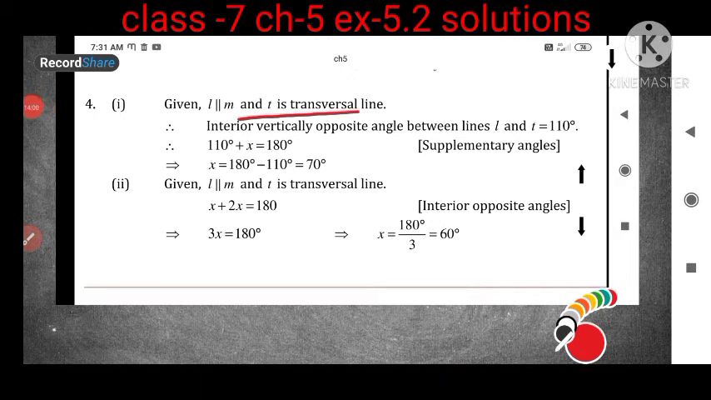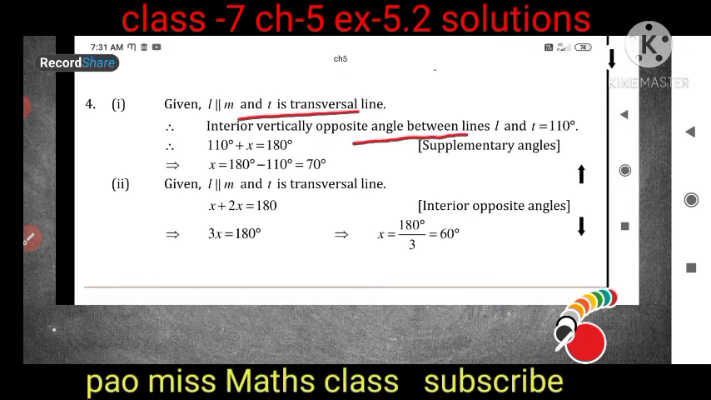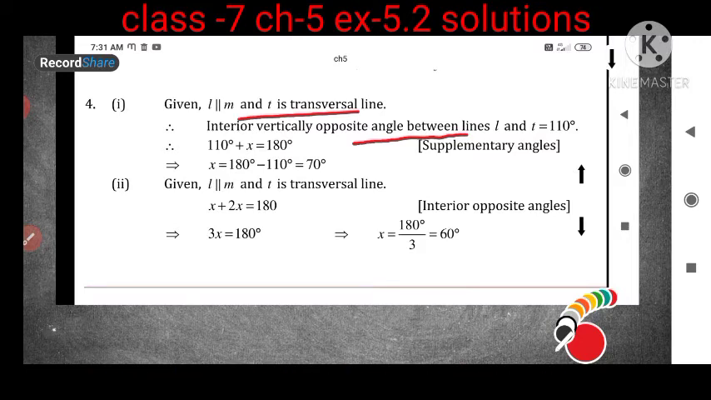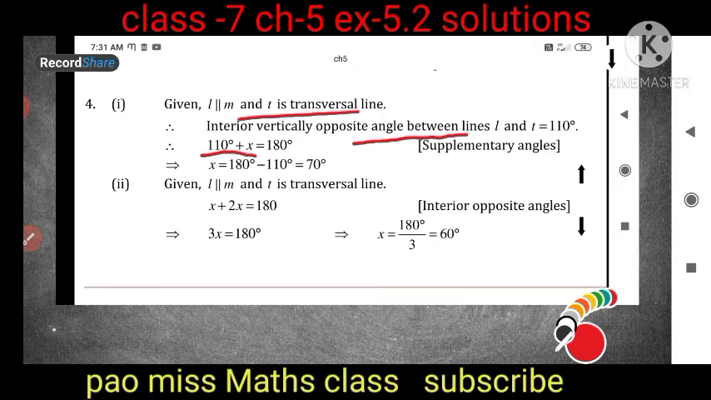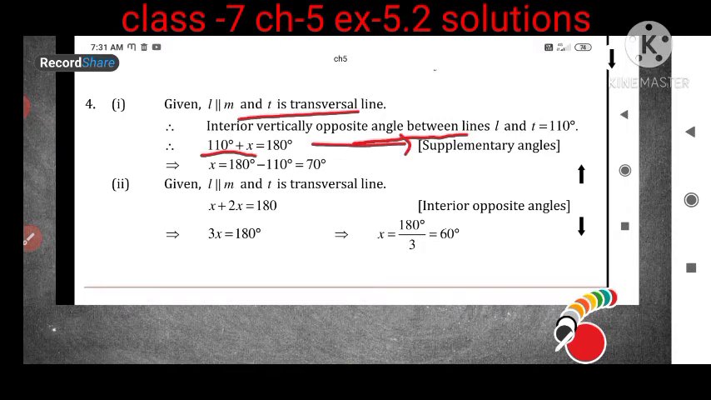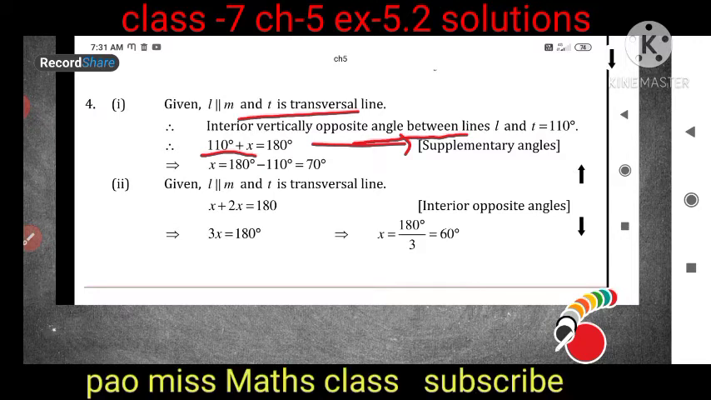So what you will write? T is what? Transversal line, isn't it? So the interior vertically opposite angle between L and T is what? 110 degrees, isn't it? So 110 plus x will be how much? 180 degrees, because they are what? Supplementary angles, isn't it? Supplementary angle means 180 degrees.